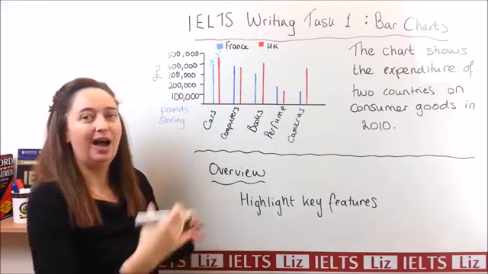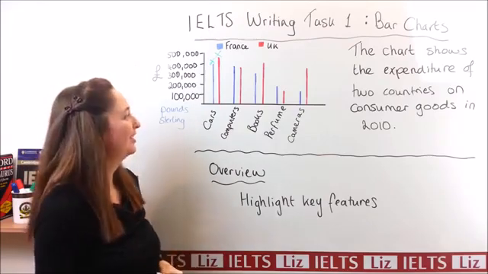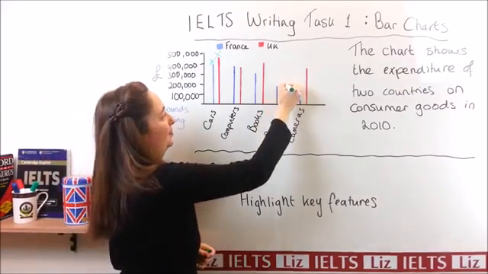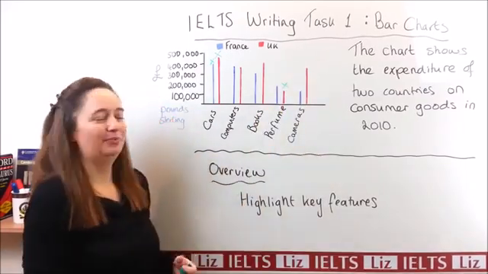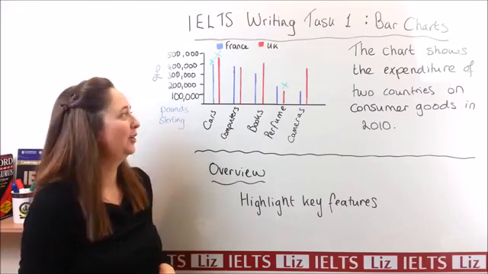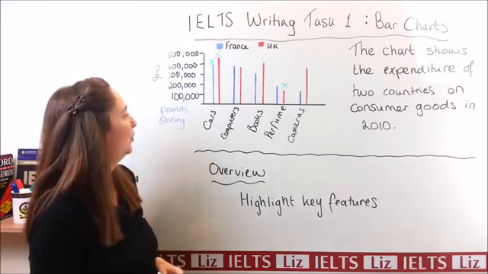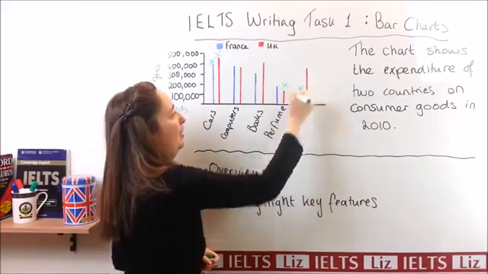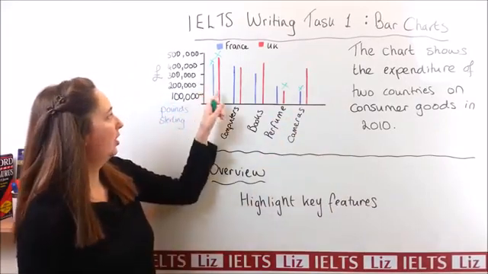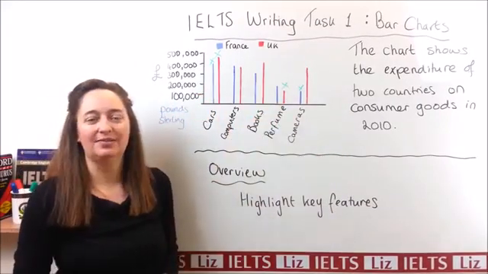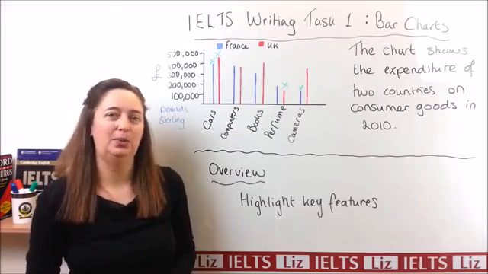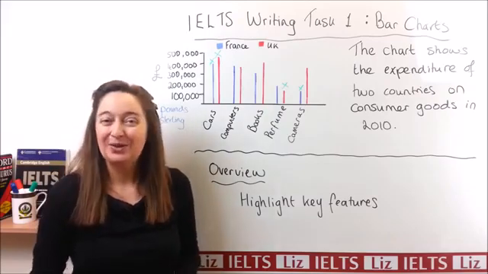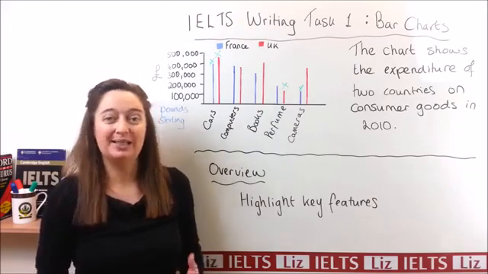But if we look at the other end, so the lower points, for England, the least amount of money was spent on perfume. And for France, it was cameras. So those are key features. Is there any other key feature we can have? Yes. And of course, what you need to look at is very simple.